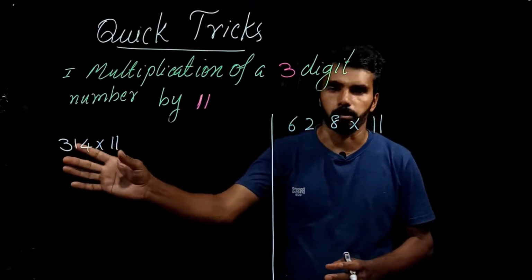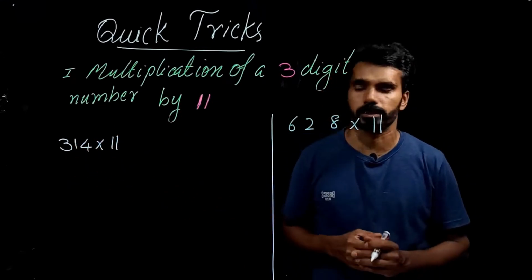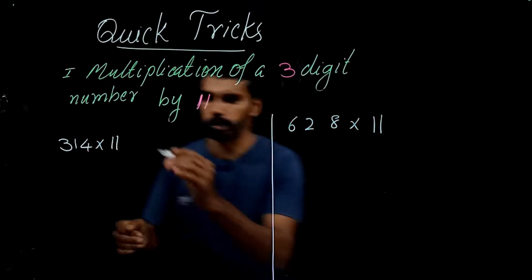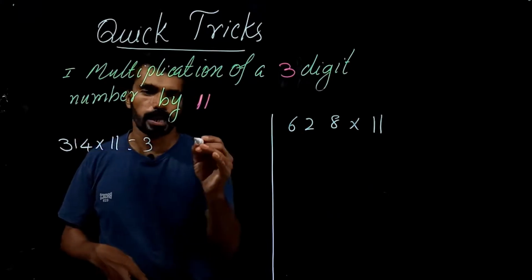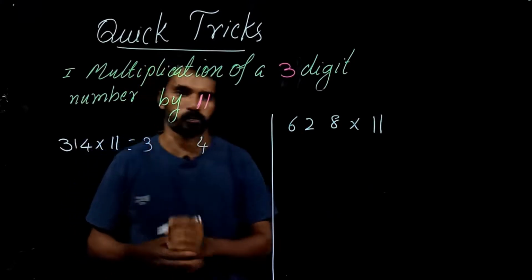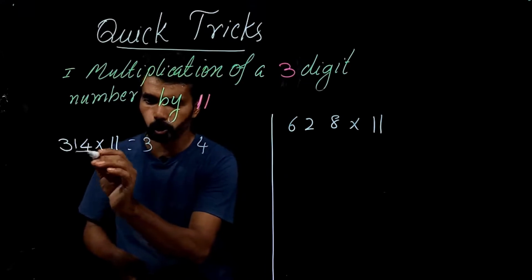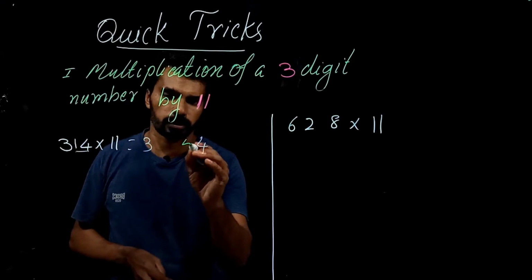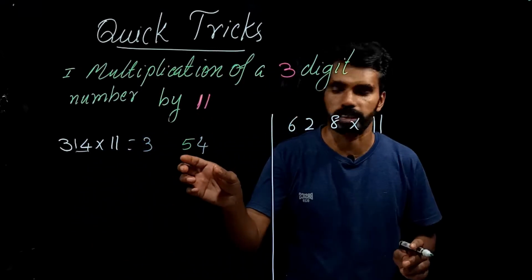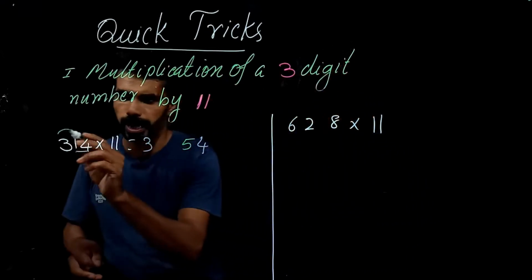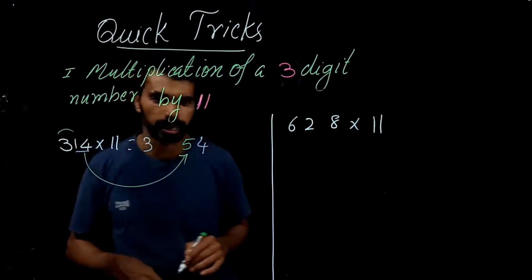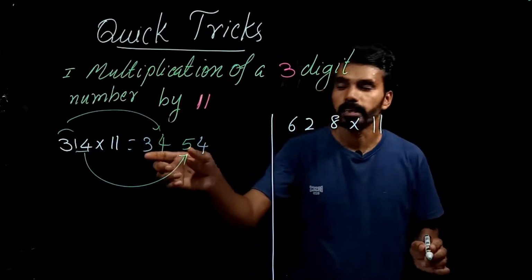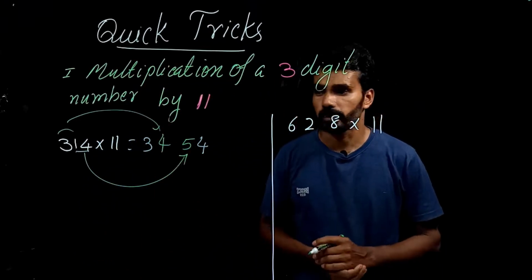Let us consider this example, 314. How many digits are there? 3 digits, into 11. In this case also, the product starts with the same number 3 and ends with the same number 4. Now we add these two numbers, 1 plus 4 is equal to 5. That 5 we write in the tens place. Then next we add the other two numbers, 3 plus 1, 4, in the hundreds place. So the product is 3454.